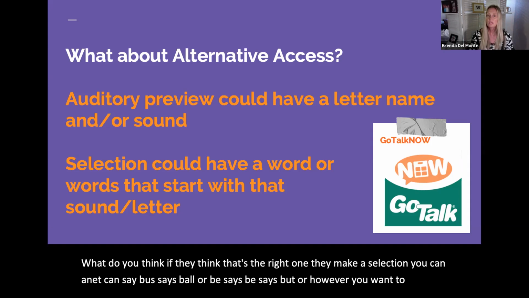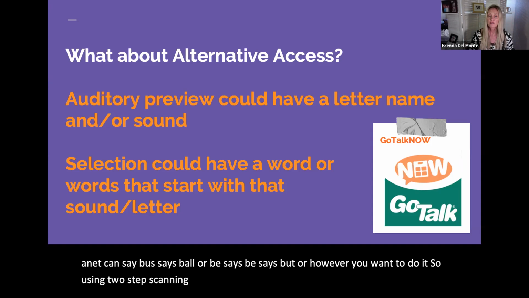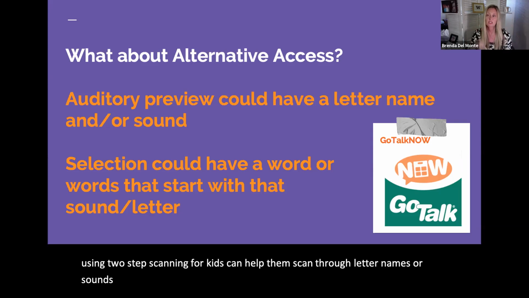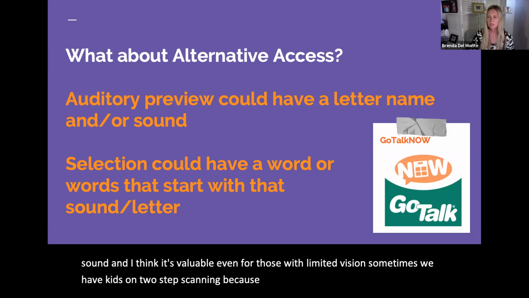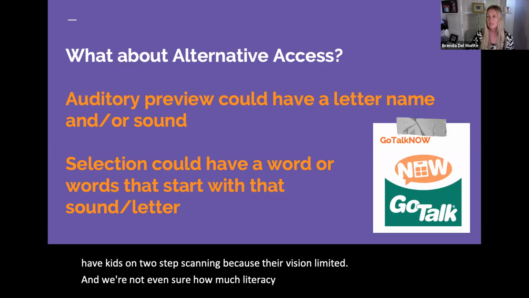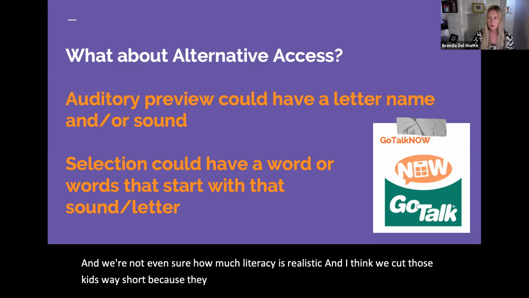So using two-step scanning for kids can help them scan through letter names or sounds and respond with the opposite, so they start to pair that letter and that sound. And I think it's valuable even for those with limited vision. Sometimes we have kids on two-step scanning because their vision is limited and we're not even sure how much literacy is realistic. And I think we cut those kids way short, because they can always repair communication breakdowns by giving categories and first letters of words.